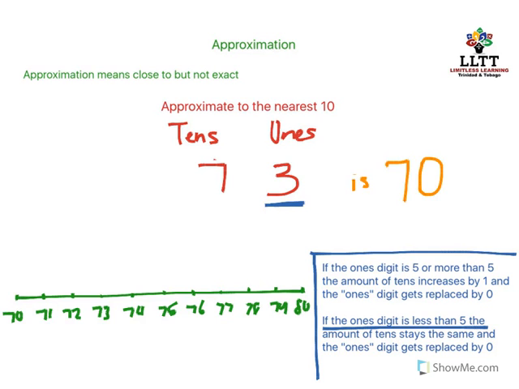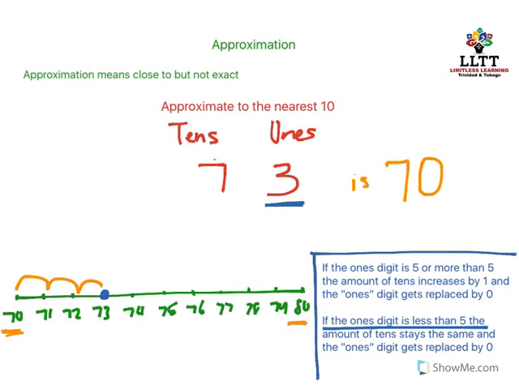Now I'm going to put a blue dot at my number 73 on the number line. So this is my number 73 on my number line. Now, is my blue dot closer to 70 or is it closer to 80? Well, it's definitely closer to 70. It's 1, 2, 3 away from 70 as opposed to 7 away from 80. So therefore, 73 is closer to 70 using my number line.